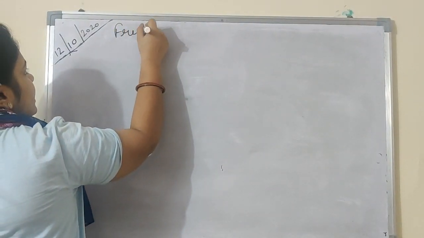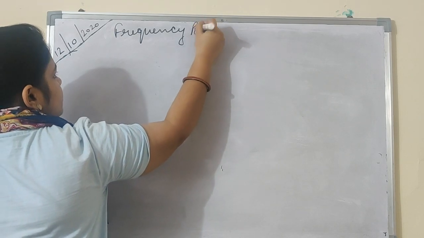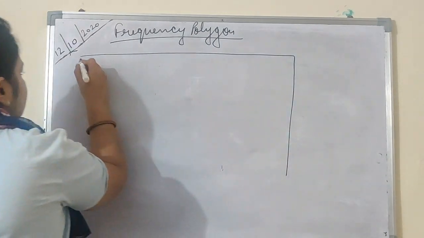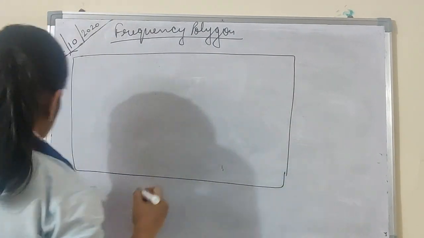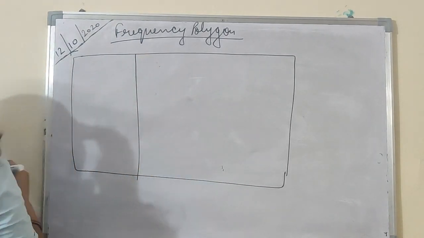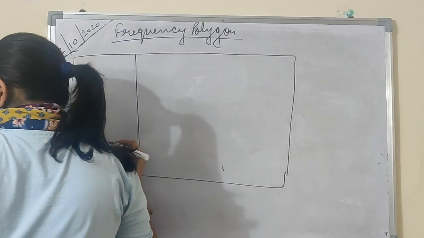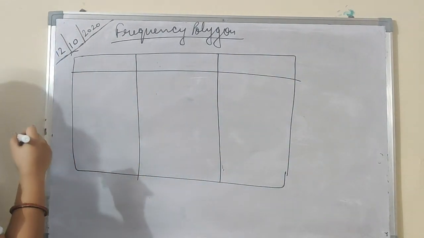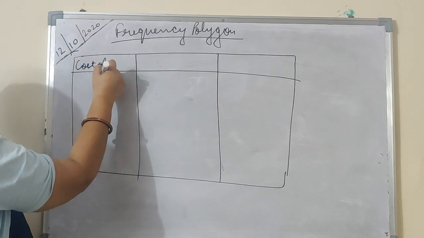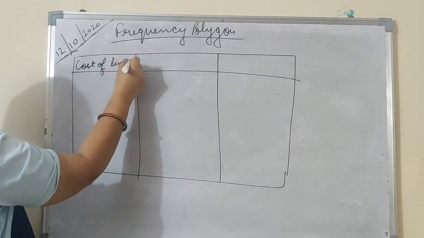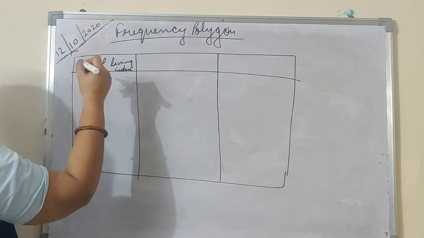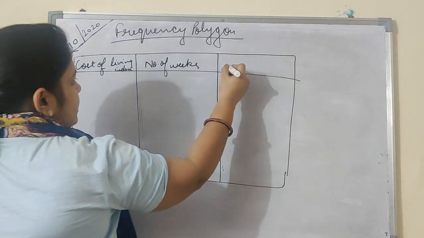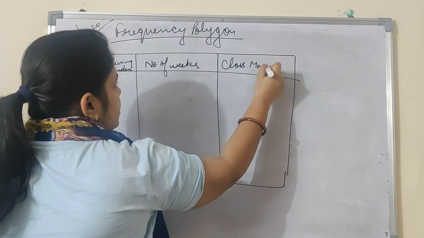For class marks, first of all, how to find class marks? Frequency polygon. Okay. Again, I am drawing a table here of one question as it is given in the book. So here, I am doing example number 9, again, cost of living index is given to you, then number of weeks are given to you, and in the next column, we will be finding the class mark for each interval.